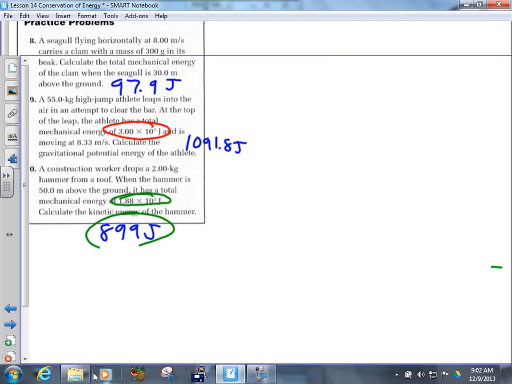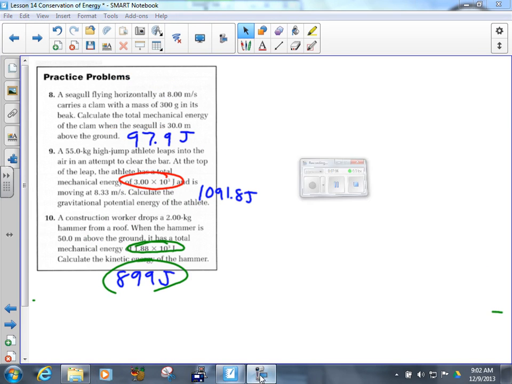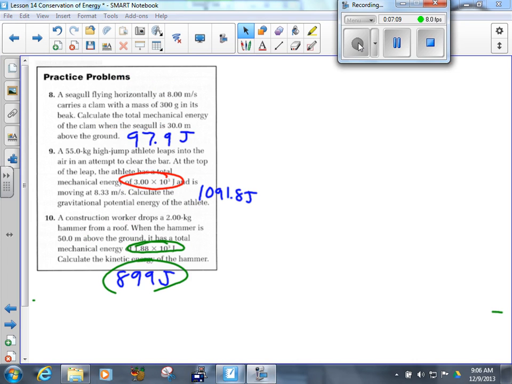All right, so let's have a look at least at number 1 here. So we got a seagull flying horizontally at 8 meters per second, carries a clam with a mass of 300 grams. What do I have to do with that? Convert it to kilograms, okay? We can't do any energy calculations with things in grams because a joule is a kilogram meter squared per second squared. If I don't have kilograms for mass, I don't get joules, all right?